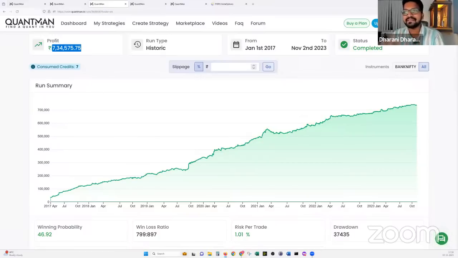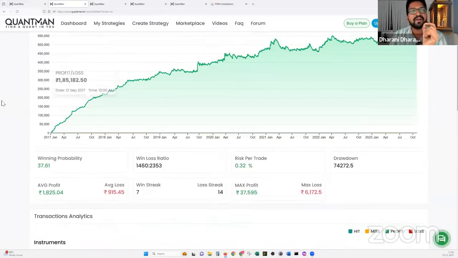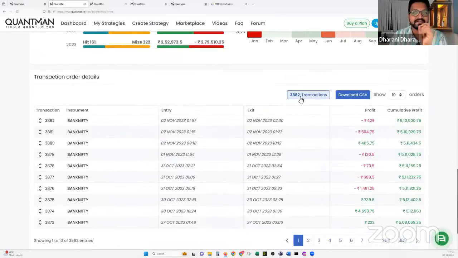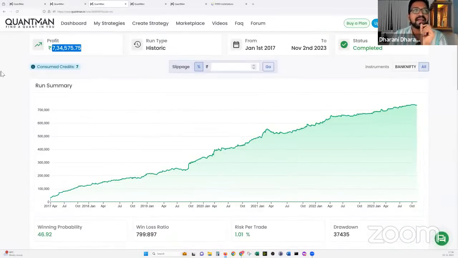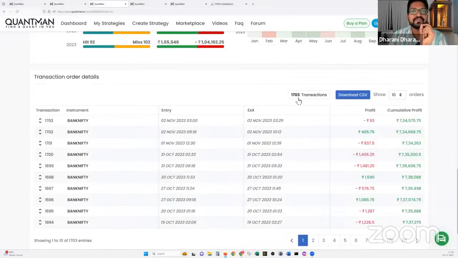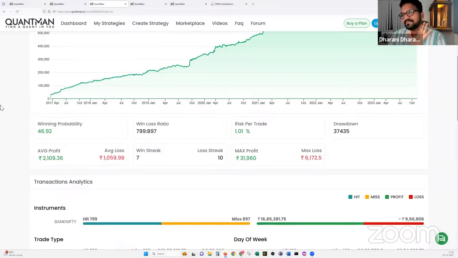Okay, so many people I see the answer is 0.32. So now let me just ask you a question. See here, 5 lakh rupees of profitability on 3,800 trades. On the other hand, 7 lakhs profitability on just 1,700 trades. Which one is best? 1,700 trade is best. Correct. So that is the best strategy.